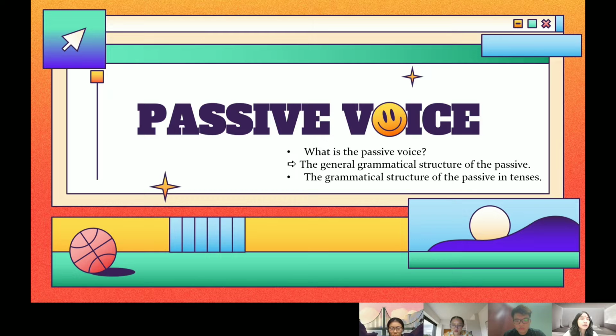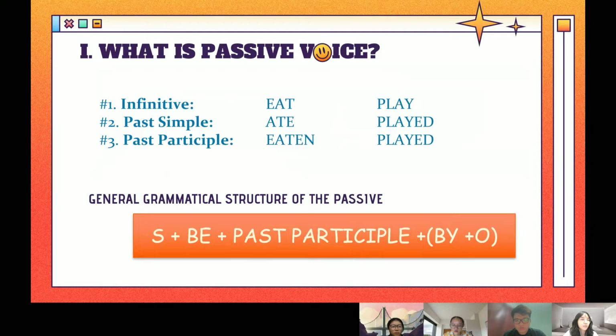So let's begin. First of all, we have a question: what is the passive voice? The passive voice is the opposite of the active voice. So to understand the passive, I will first explain the active. But you already know it. It looks like this: the children ate the cake. The children is the subject, ate is the verb, and the cake is the object. The subject does the action to the object. The children ate the cake is an active sentence.